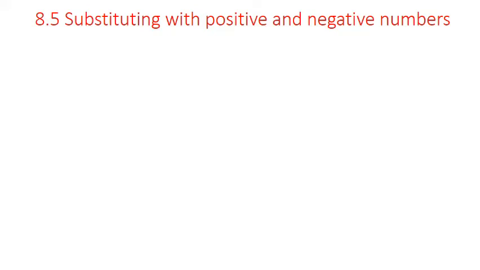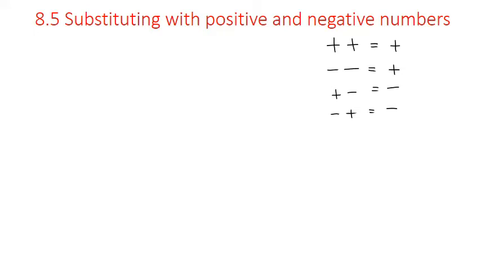Okay, so today we're looking at substituting with positive and negative numbers. This is very similar to what we looked at in 8.4 with substituting numbers, but now we just have some negative numbers as well. So the first thing you need to know is that a plus and a plus make a positive. A negative and a negative also make a positive. A positive and a negative make a negative, and a negative and a positive also make a negative.